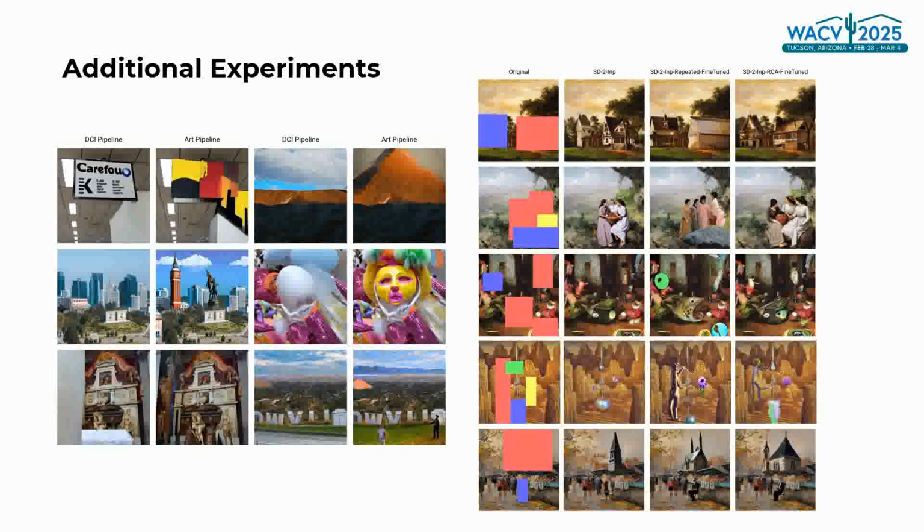On the right, we provide an additional comparison against repeated inpainting. While RCA shows slightly worse region alignment scores, the qualitative results suggest that inpainting all objects simultaneously leads to more natural completions. This is especially evident in the second row, where the basket and rock appear to have been pasted onto the image by the repeated inpainting process.